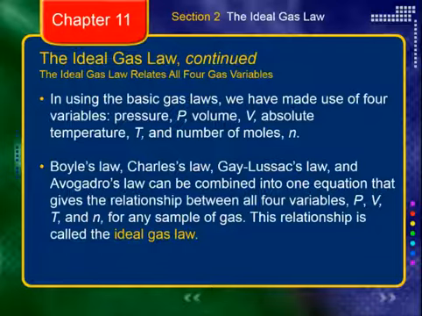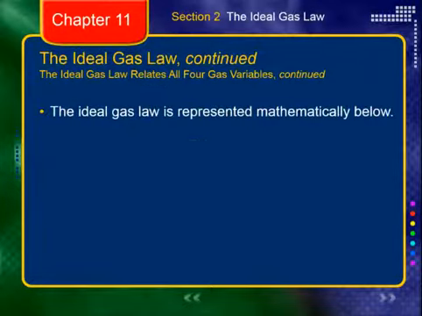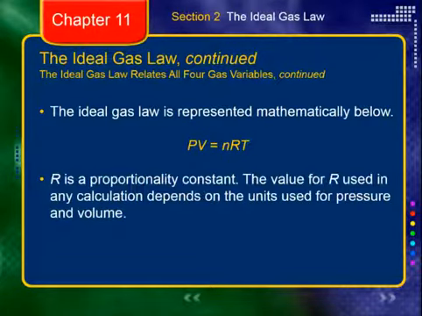Boyle's law, Charles' law, Gay-Lussac's law, and Avogadro's law can be combined into one equation that gives the relationship between all four variables: pressure, volume, temperature, and number of moles of any sample of gas. This relationship is called the ideal gas law. The ideal gas law is represented mathematically below. R is the proportionality constant. The value for R used in any calculation depends on the units used for pressure and volume.